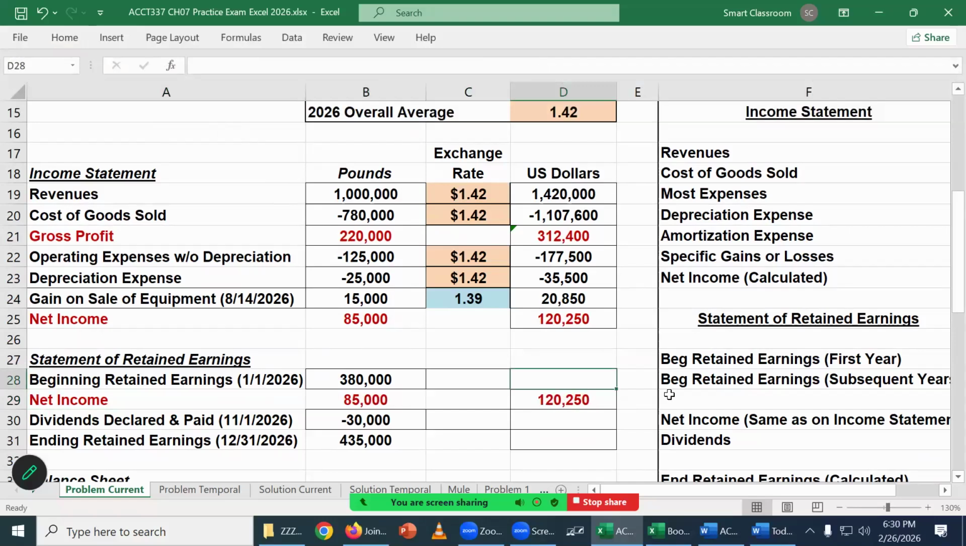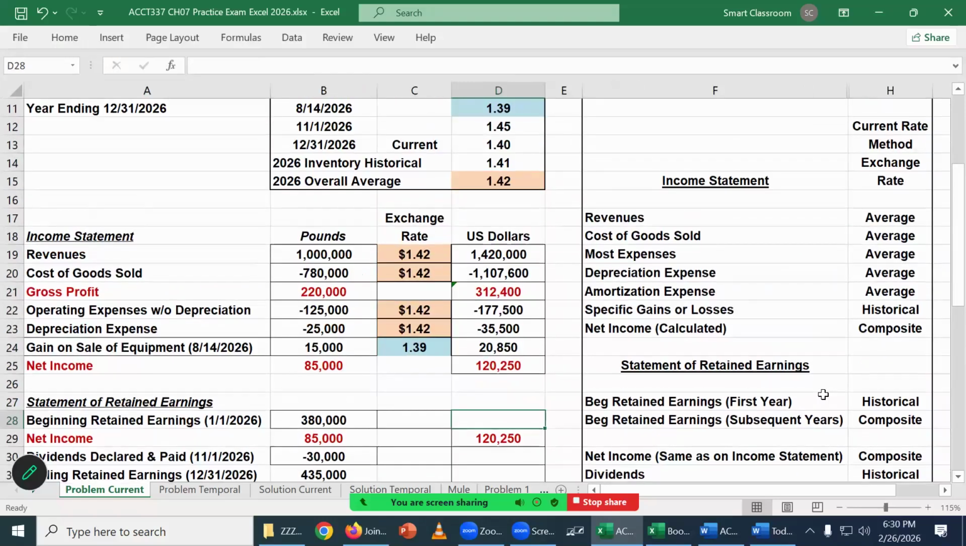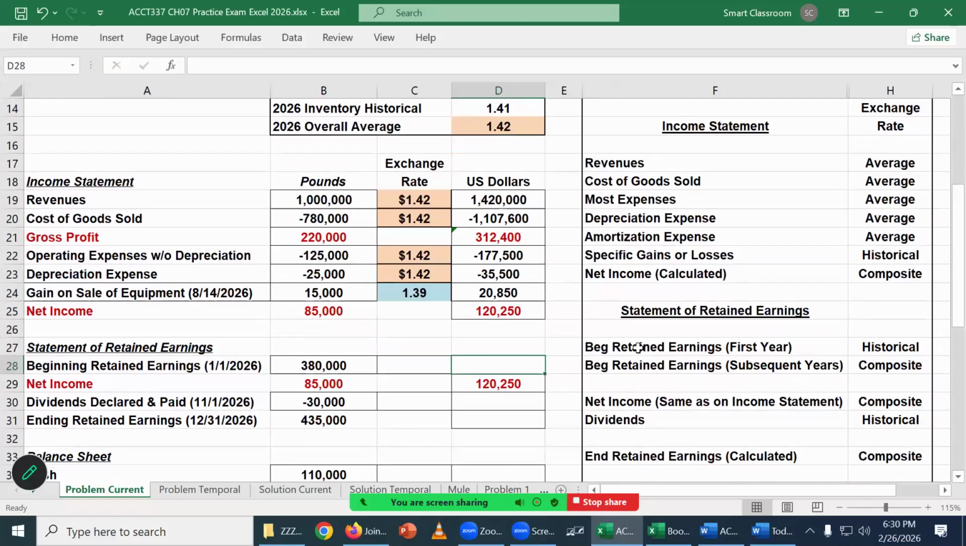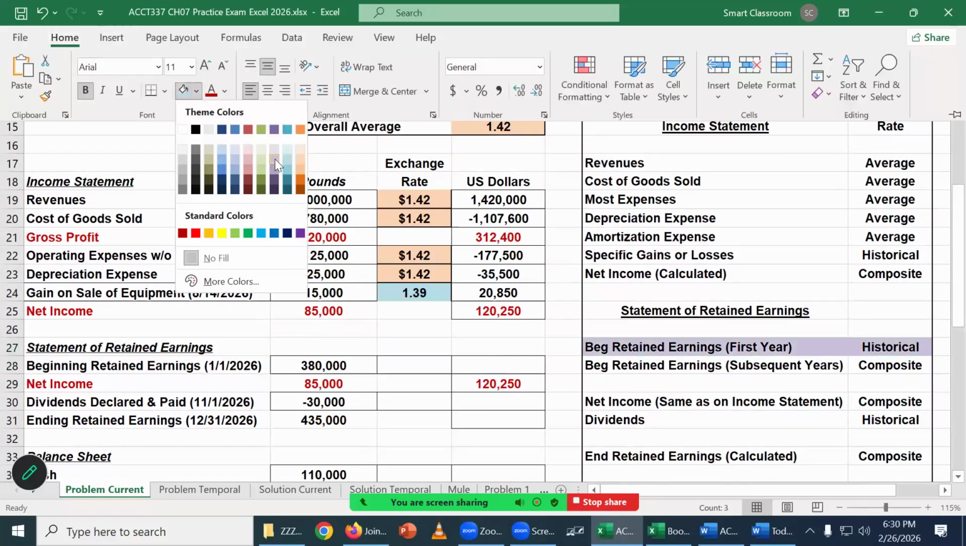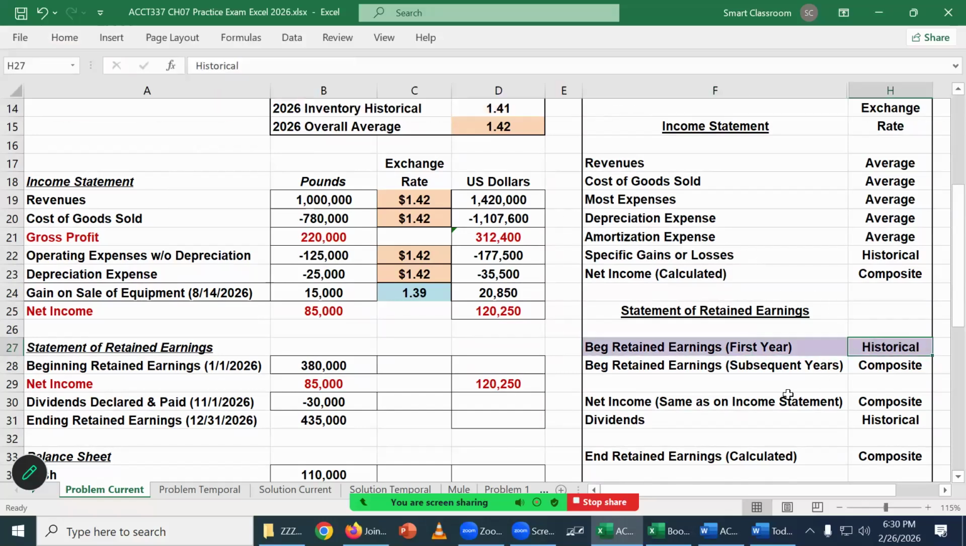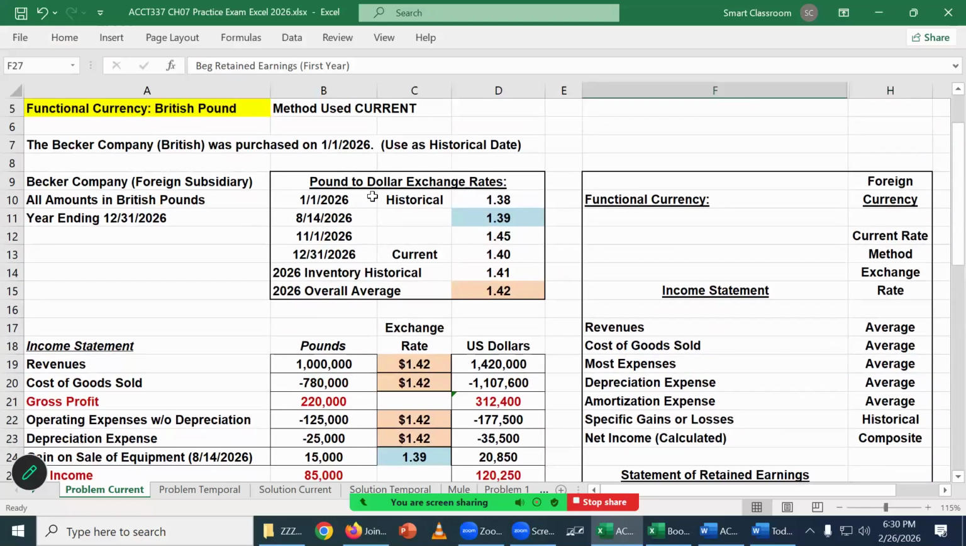Okay, retained earnings. We have to go to historical cost for that. So the beginning retained earnings, we got to go to historical cost. I'm going to give that a color. Purple. Okay, so the first one will be the first of the year. So the historical will be this first historical of the year, this thing.